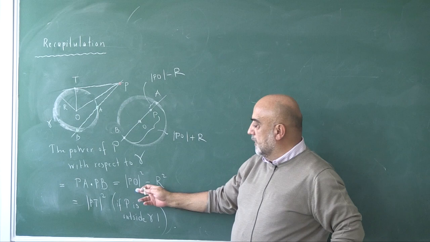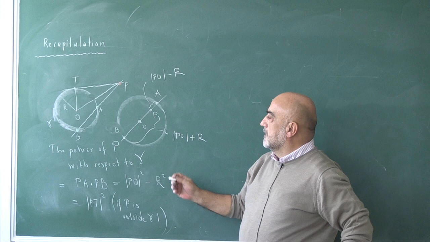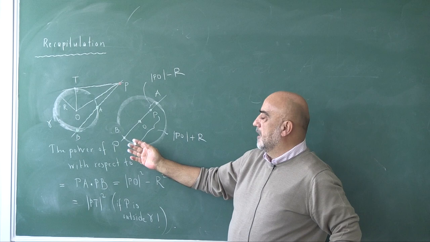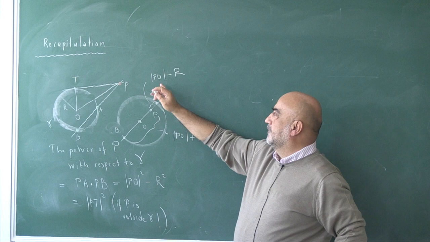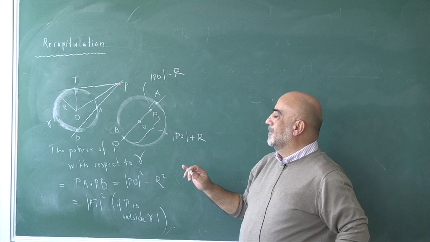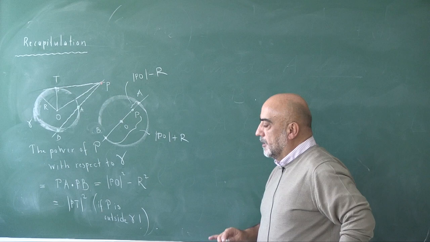Well, this formula, although I have shown it for a point outside the circle, retains its validity even if P is inside the circle. That's because, if P is inside the circle, you are free to choose the straight line through P in any way that you like. You choose it to be the diameter through P, which tells you that the lengths PA and PB are respectively PO minus R and PO plus R as directed quantities, chosen so that they have different signs. So you've got the same formula. So we have these formulae. Okay, so that's the power of a point with respect to a circle.